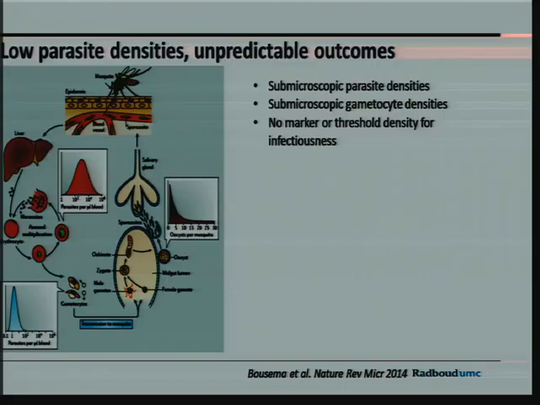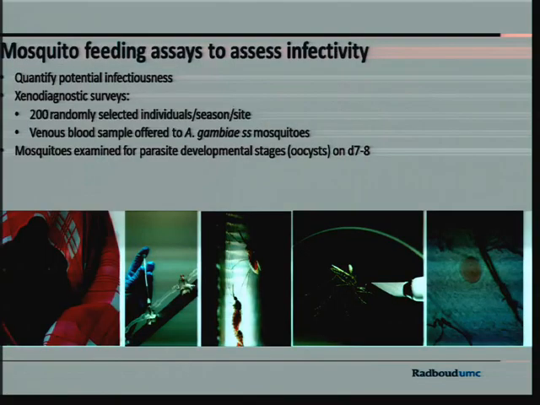There are submicroscopic parasite densities and submicroscopic gametocyte densities, and so far we do not have a really good marker of infectiousness, and we don't have a well-established lower threshold for infectiousness. This just means that you cannot predict infectivity based on what you can see in the blood. Luckily, there are experts, and we call them anophelines, and they're very good at finding gametocytes.